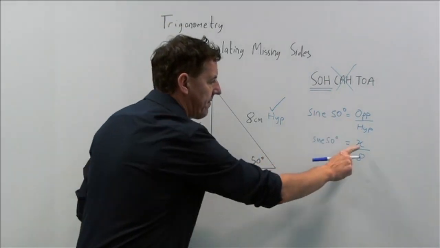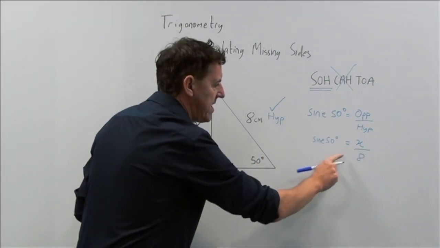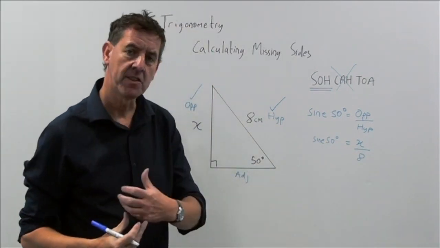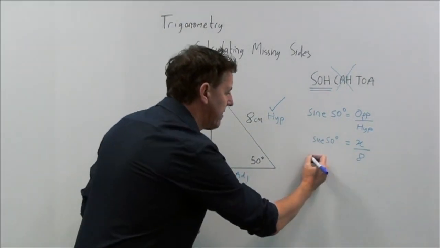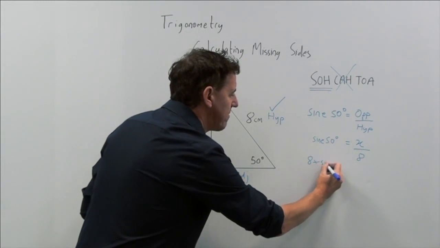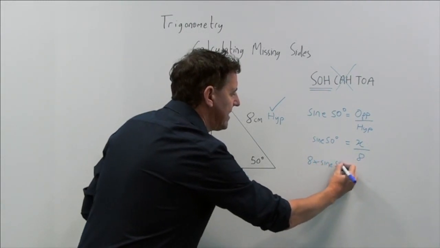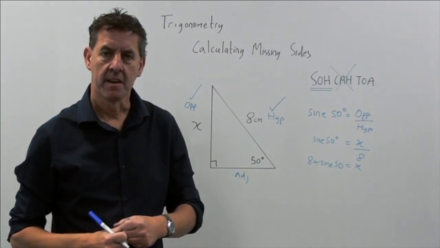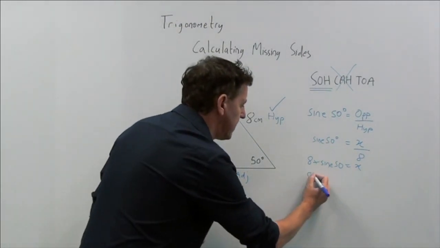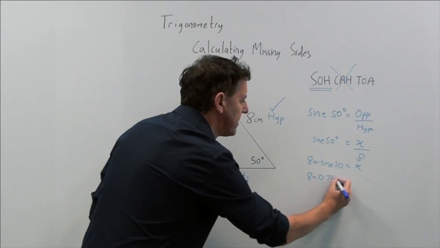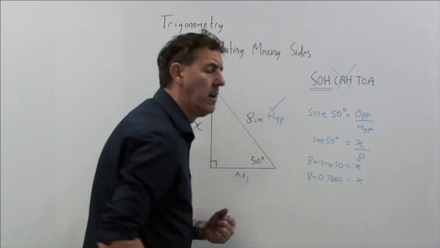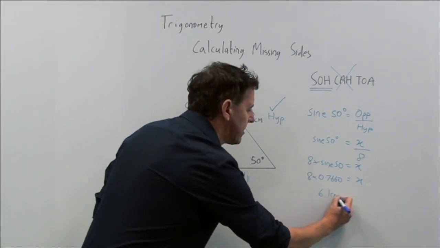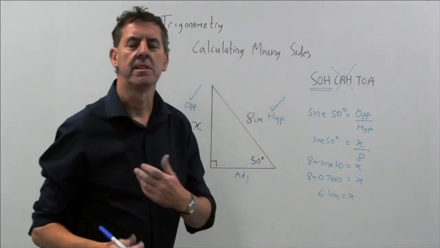So how am I going to find that missing letter? Well, it's a mini equation. Remember how we solve equations? I get rid of that divide by 8, because it's on the same side. How do I get rid of divide by 8? I times by 8. So it's 8 times the sine of 50 is equal to that missing side. So it's 8 times 0.7660. Type it into your calculator and to one decimal place it comes to 6.1 centimetres.